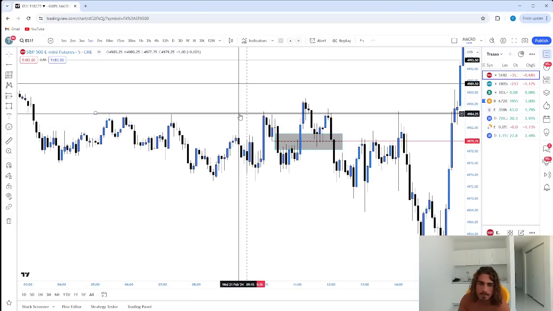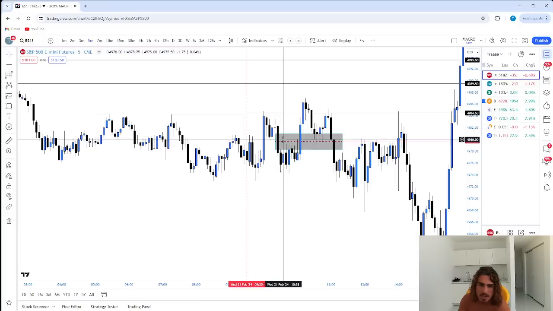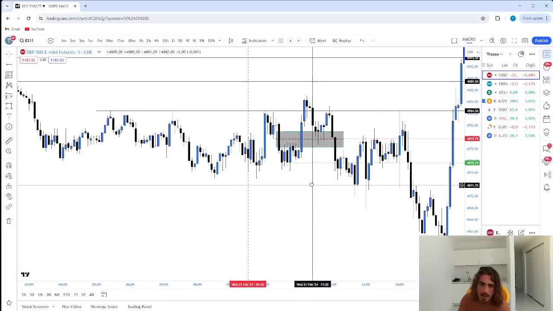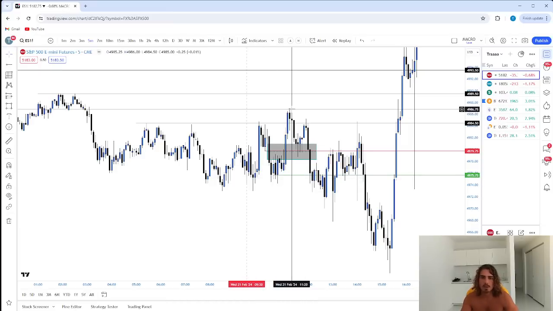Okay, we come up, we sweep liquidity, we get a break of structure to the downside. We see this imbalance, we see it gets filled, and we see closure out of that. This is going to be our entry right here. Unfortunately for us, you probably would have been stopped out.